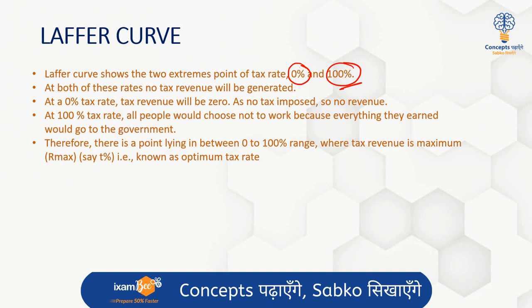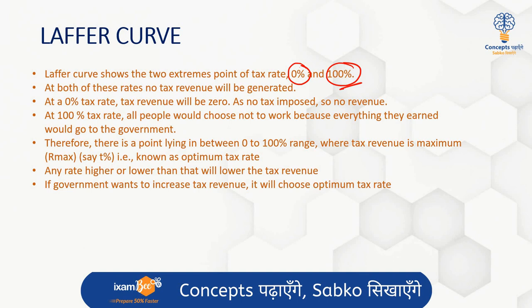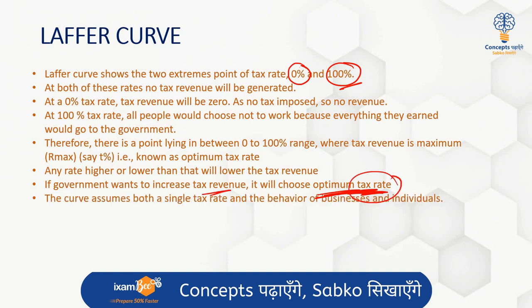So there is an optimum point which lies between the 0% tax rate and the 100% tax rate range where the tax revenue is maximum. That point is called the R max, and that is known as the optimum tax rate. Any rate which is higher or lower than that will lower the tax revenue. If the government wants to increase the tax revenue, then it will choose that particular optimum tax rate only, because at any point to the left or to the right of that particular tax rate, the revenue will decrease.